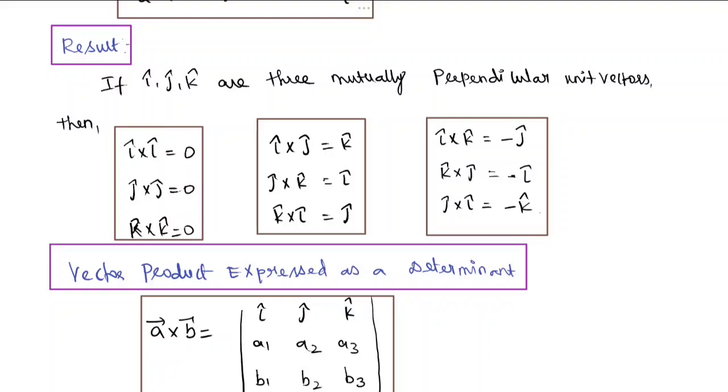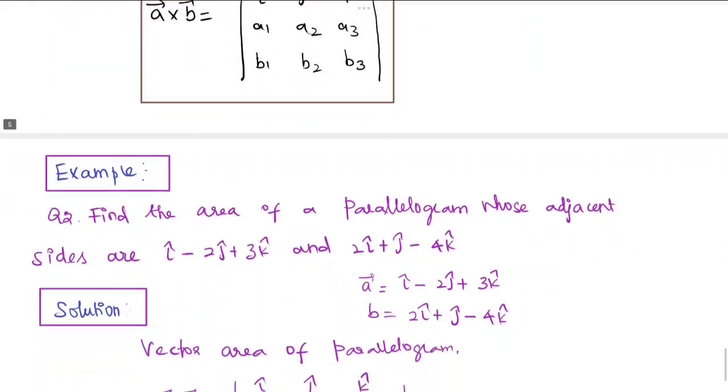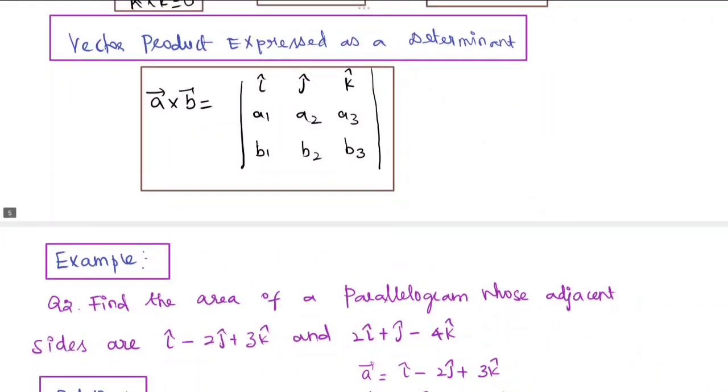Okay, so the vector product can be expanded in determinant form, in this way. So these are all important. Either way we have to solve the problem. So now some examples using this.